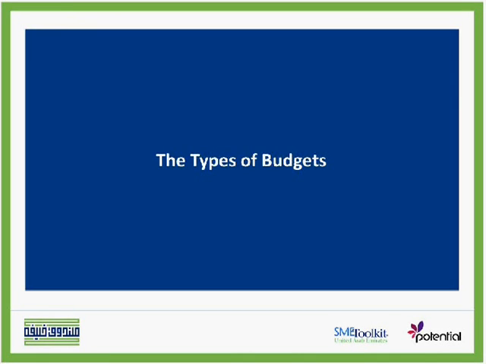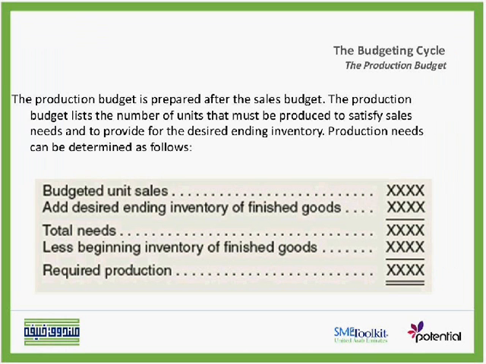The type of budget. Once we set the sales budget, the production budget is prepared. The production budget lists the number of units that must be produced to satisfy the sales need and to provide for the desired ending inventory. Production needs can be determined as follows. If you look at the figure, the budgeted unit sales is nothing but how much I'm planning to sell. This is from the sales budget.